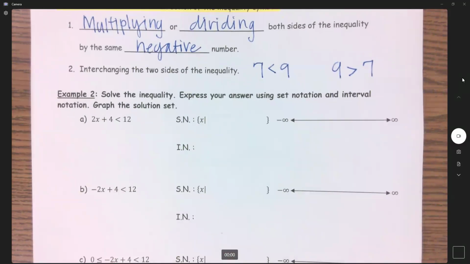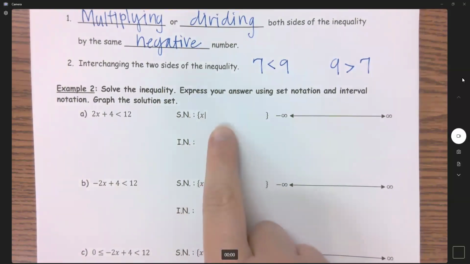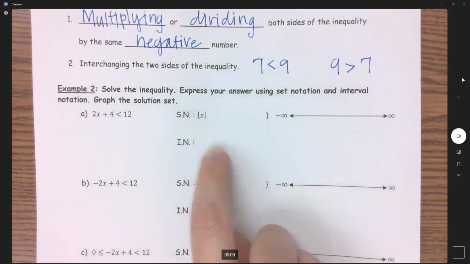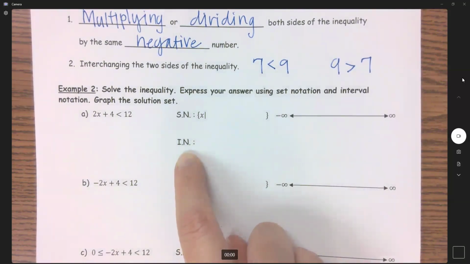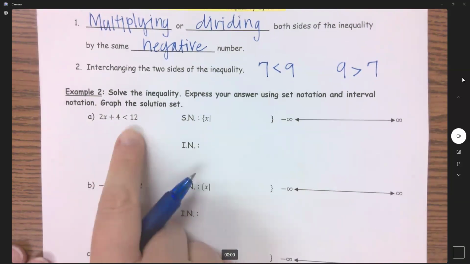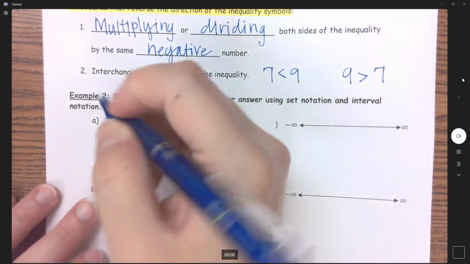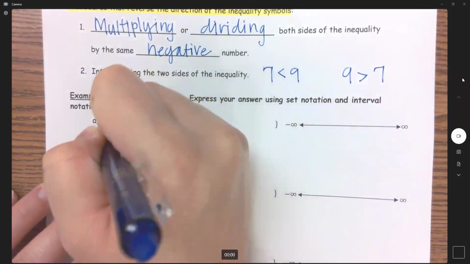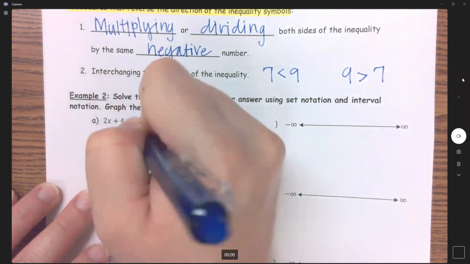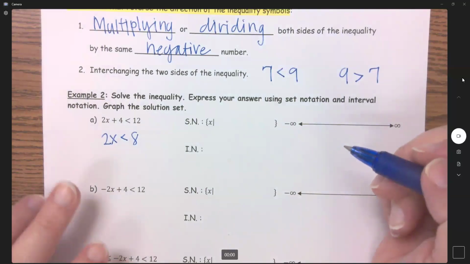Okay, so let's solve here. Example 2, solve the inequality, which is what we're going to do underneath. Then we're going to express our answer in set notation, interval notation, and then graph. So 4 different things for each problem. Okay, so let's start by solving. Treat this as an equation. If I wanted to solve for x, first thing we would do is subtract that 4. And then I'm going to divide both sides by 2.